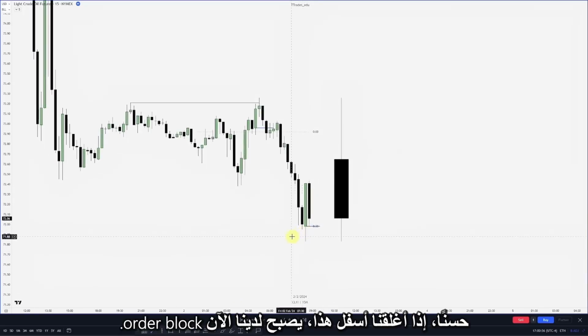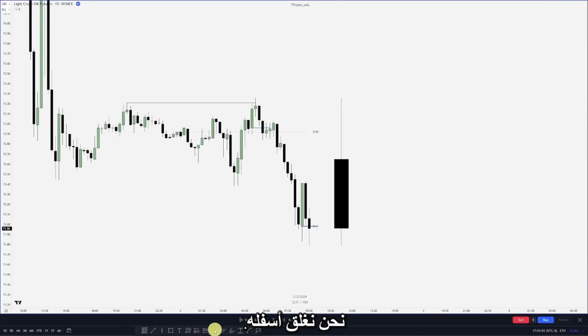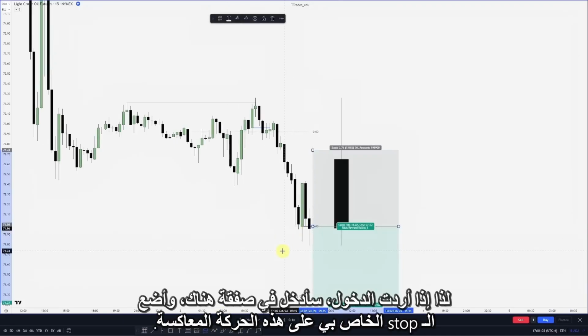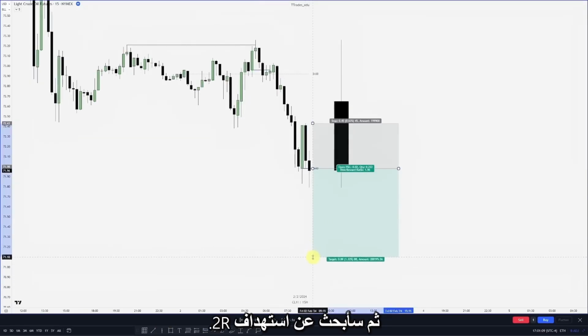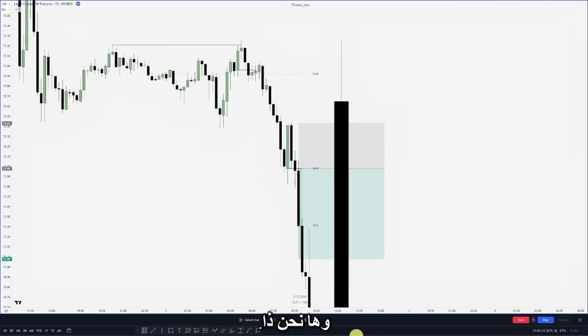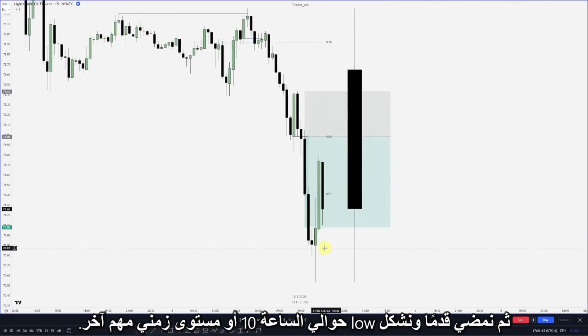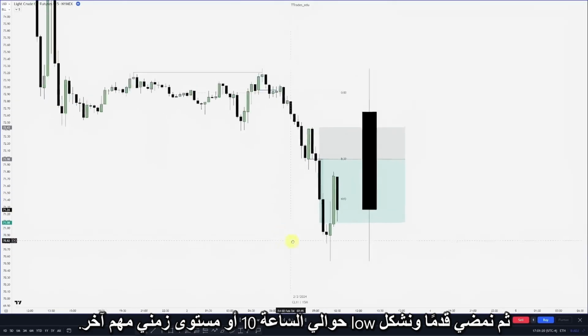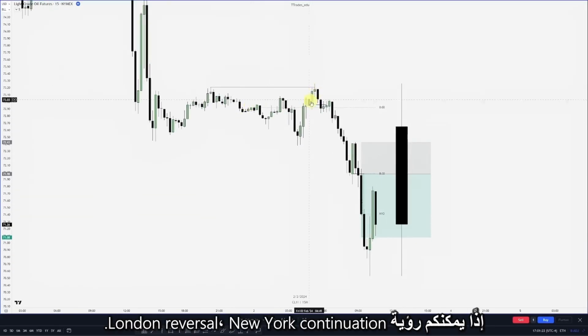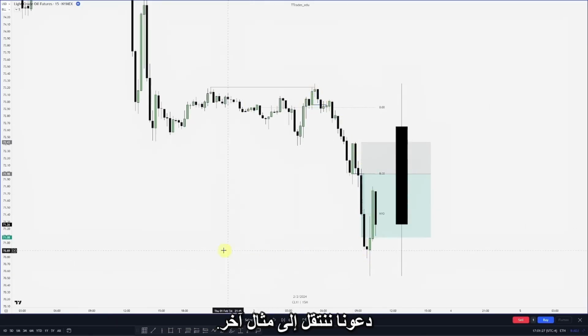Well, if we close below this, now we have an order block. We do close below it. So if I want to get onside, I will enter a position there, my stop on this opposing run, and then I'll look to target 2R. And there we go, we get 2R, and we go ahead and make a low right around 10, another important time level. So you can see London reversal, New York continuation. Let's get into another example.